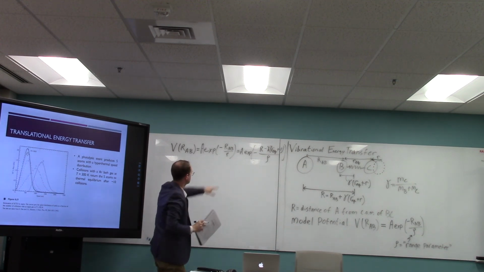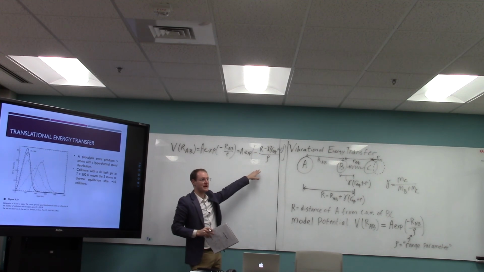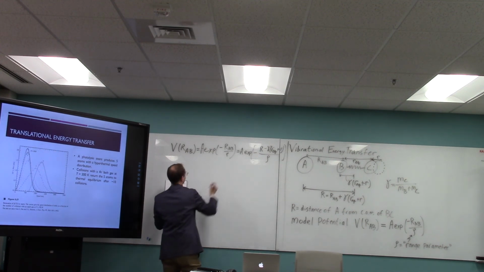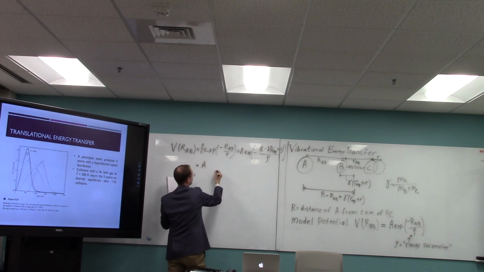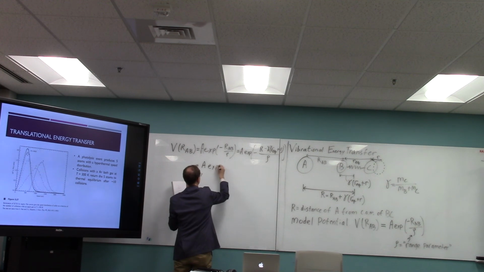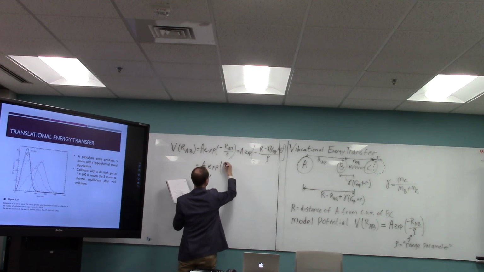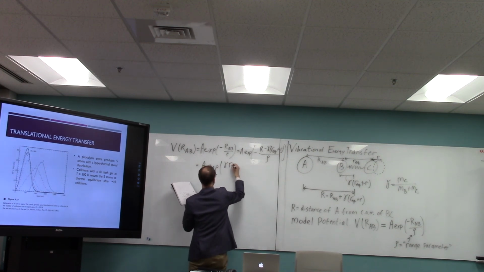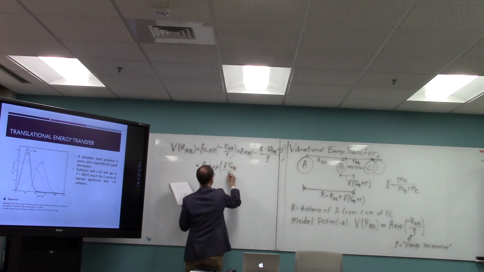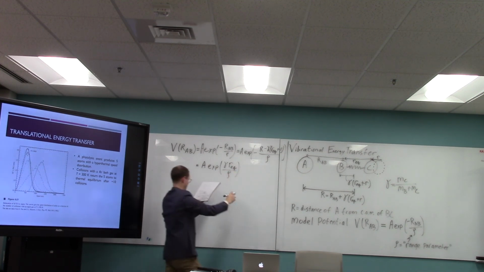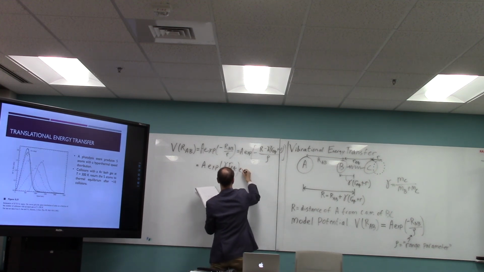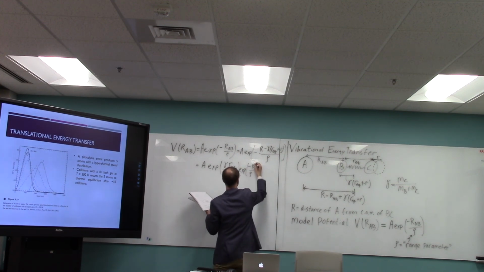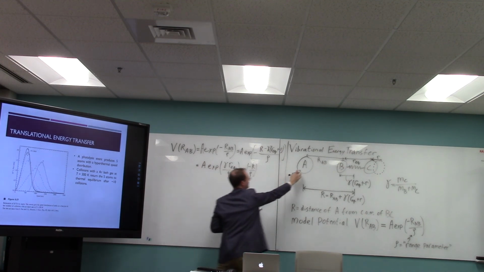Okay, and so we can separate this into different factors. So this is going to be equal to A times the exponential of gamma times the equilibrium bond length over rho, right? This is just a constant. And then we're going to get times the exponential of minus R over rho. So this factor depends on the distance of the A molecule from the BC molecule.